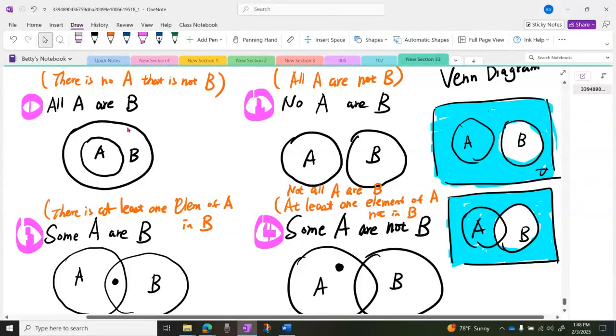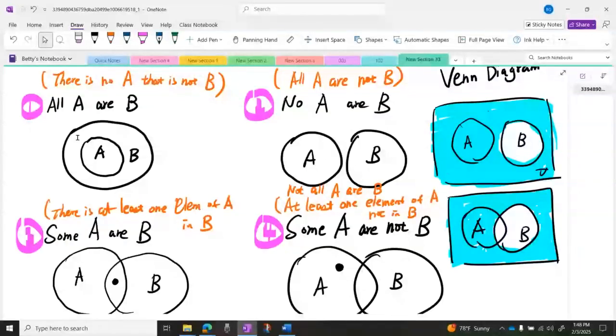Let's start from all A are B. What's the negation of all A are B? Take the example: all women are human beings. How do you negate it? Well, there are multiple ways to negate it. But can you use one of the four statements here in black to find the negation of all A are B?